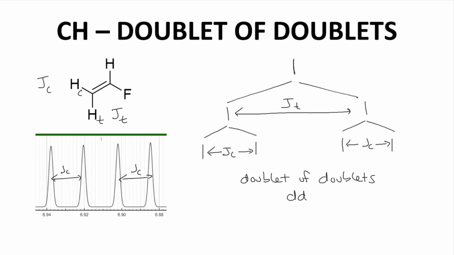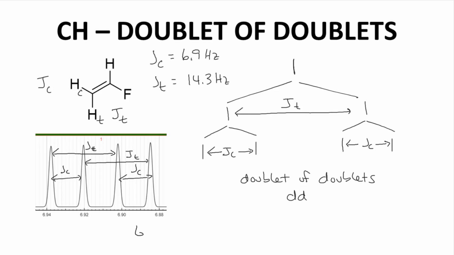To calculate the J values, we read the position of these peaks in ppm, multiply by 400 million, because the spectrum is simulated at 400 megahertz, and divide by 1 million. JC is equal to 6.9 hertz. For JT, we can look at either that distance or that distance. Read the ppm values, do the math, and JT is 14.3 hertz.